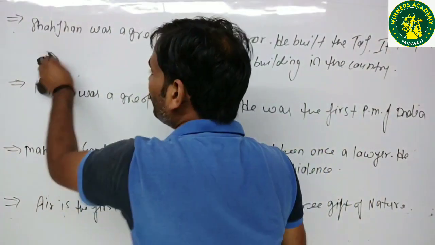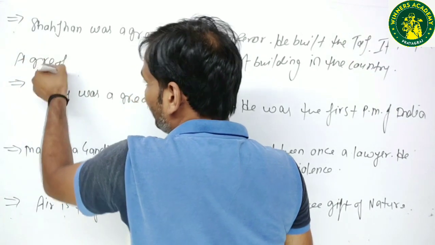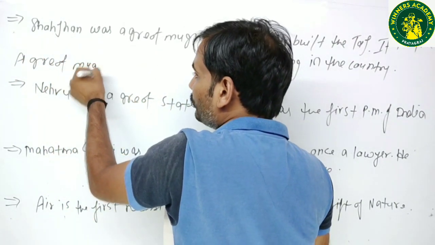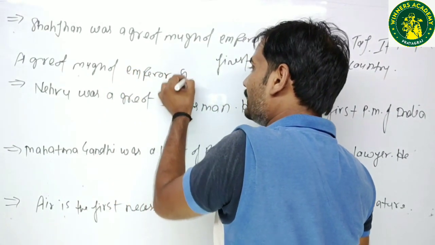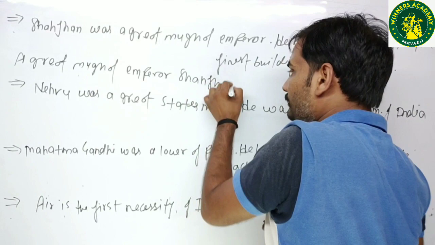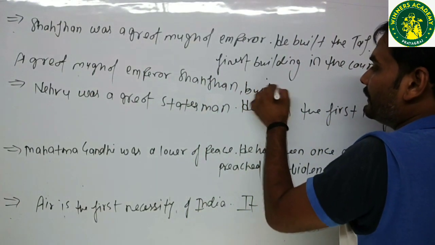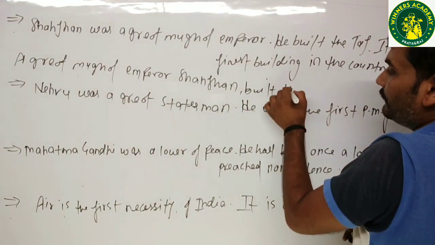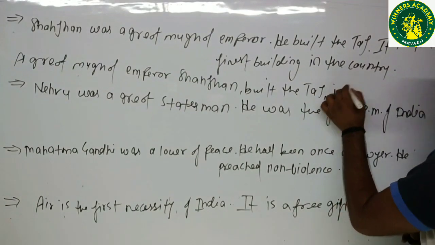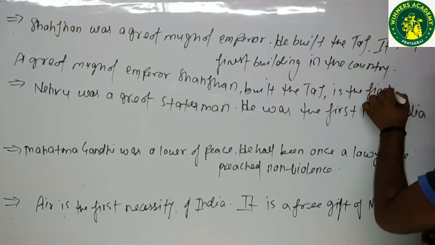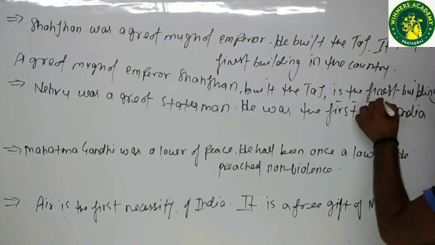Okay? A great Mughal emperor Shah Jahan. A great, but we have to take that word. So a great Mughal emperor Shah Jahan. Okay? Comma. Built well. He is famous for the Taj Mahal. So built the Taj, comma, is the finest building, and then you can write in the world after that, no problem.